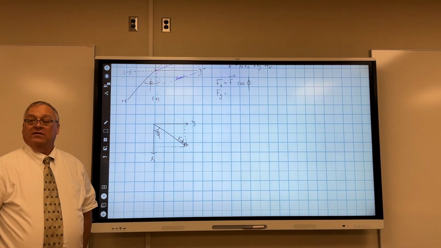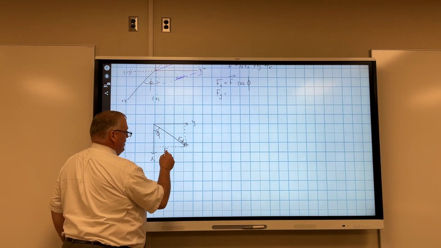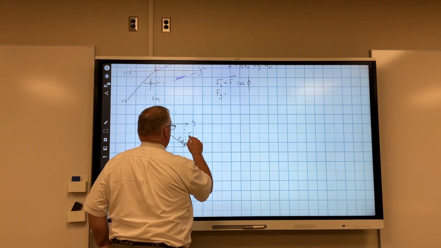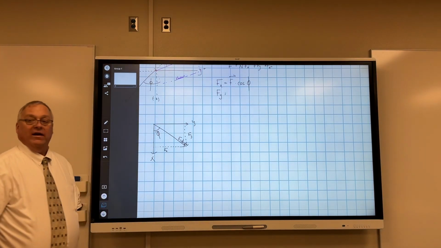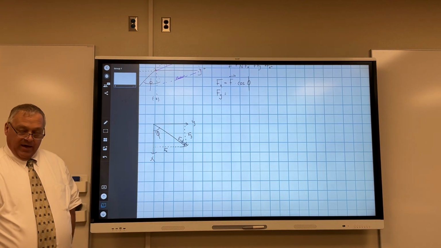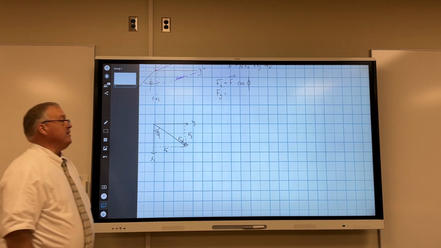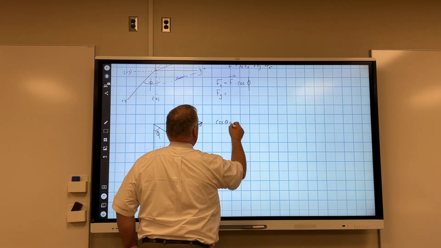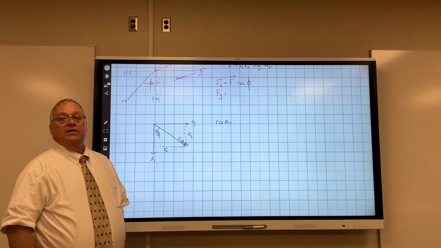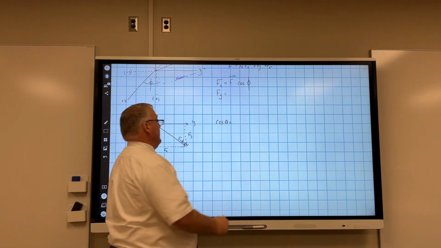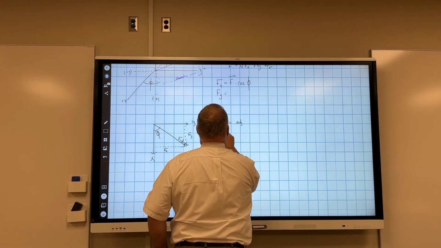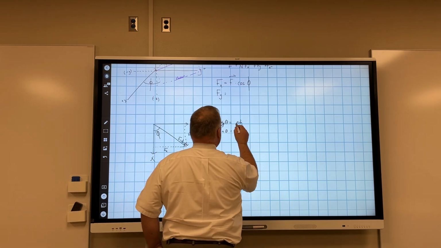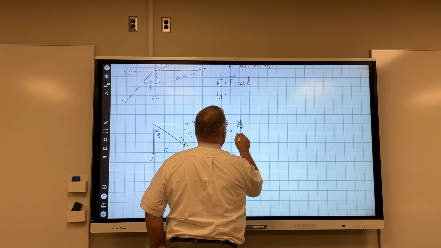If we've got one vector, this is the x component of that vector, and this is the y component of that vector, right? And we know that what? Sine, or cosine, of any angle is equal to what? Adjacent over hypotenuse. What does sine equal to? Oh, I forgot, hypotenuse.